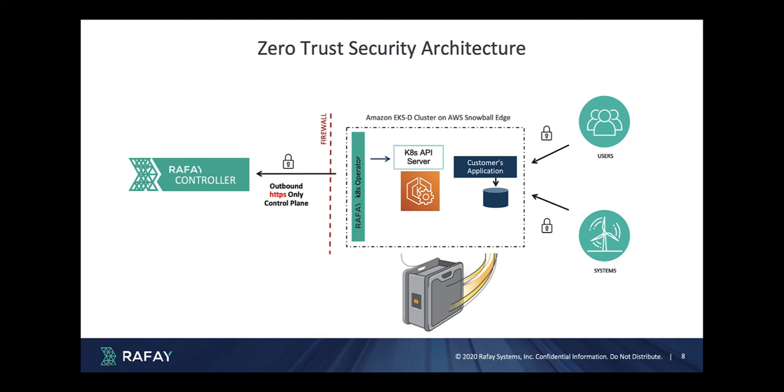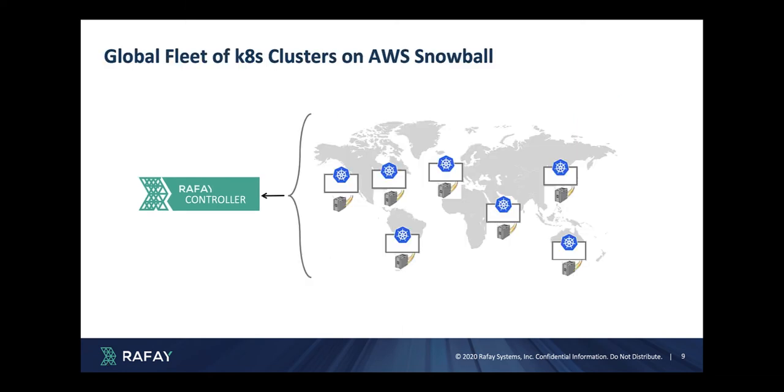Rafay provides centralized management and orchestration using a zero trust security model that ensures that the Snowball Edge devices can operate behind firewalls and do not require any inbound connectivity for management. This secure dial-out architecture allows Rafay to easily scale and manage hundreds and thousands of remote clusters.